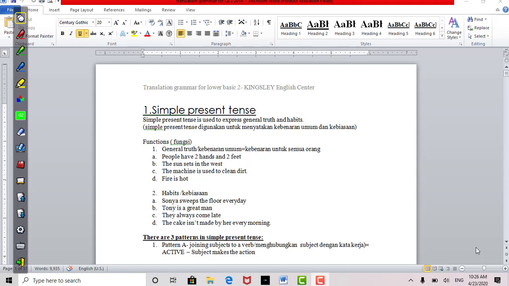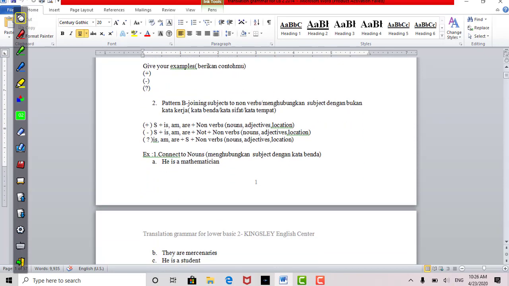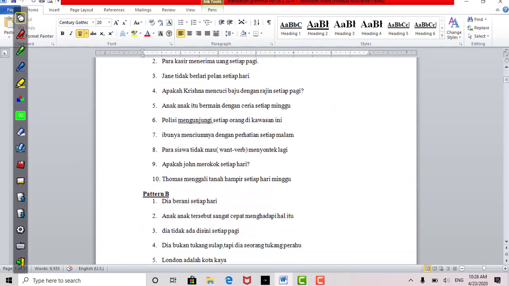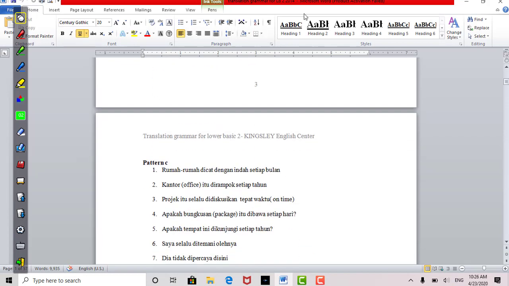And today it will be our translation, and then I will continue to our present progressive. If last meeting we have the present progressive pattern A and pattern B, today I will try to review pattern A and pattern B. Plus, I will put another pattern, yaitu pattern C. So take a look at this one.